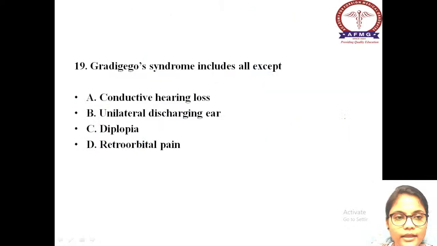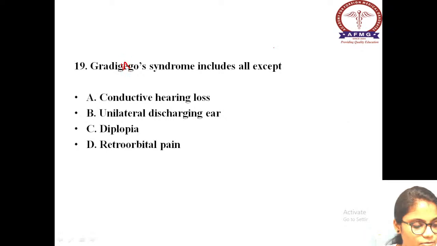So the next question is Gradenigo syndrome. Gradenigo syndrome includes all except: option A, conductive hearing loss; option B, unilateral discharging ear; option C, diplopia; and option D, retroorbital pain. How is it important, and what is the difference within them?